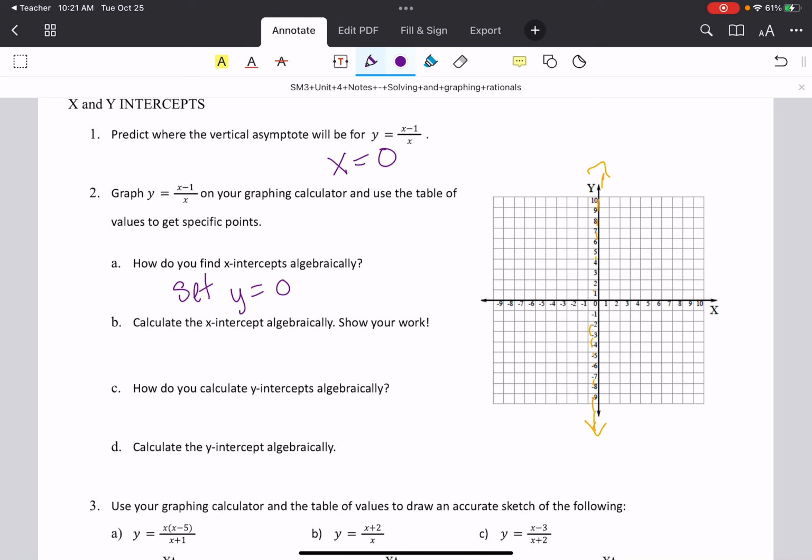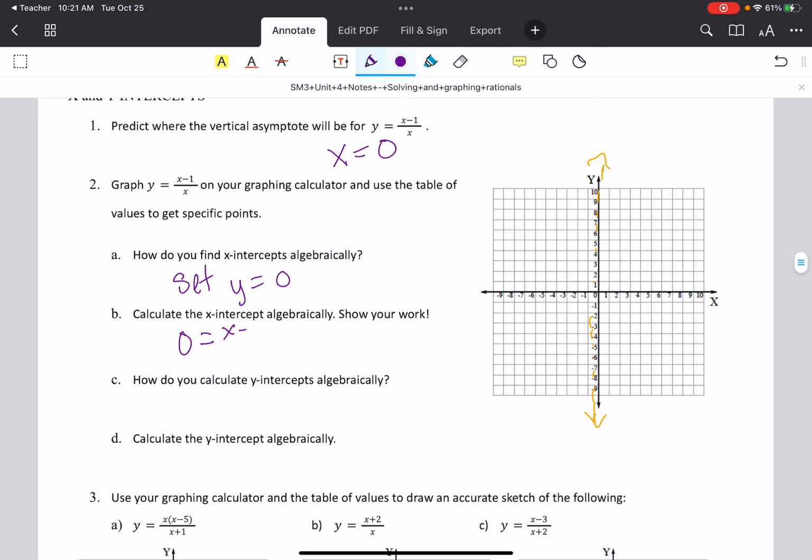Okay, so do that. 0 equals x minus 1 over x. How do we solve for x? First step. Multiply by x. Okay, I want you to notice something.